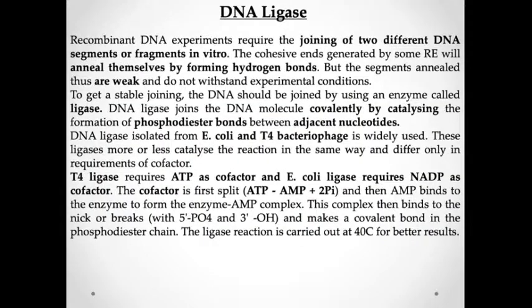Then comes the DNA ligase. This DNA ligase helps to covalently join two phosphodiester bonds between adjacent nucleotides. That's the main part of it. Recombinant DNA experiments require joining of two different DNAs, so in that case DNA ligase is used. The cohesive ends generated by restriction enzymes will anneal by forming hydrogen bonds. They come and join together using the hydrogen bonds, and that's why they can withstand experimental conditions also.